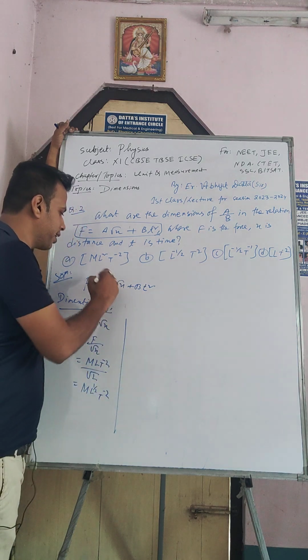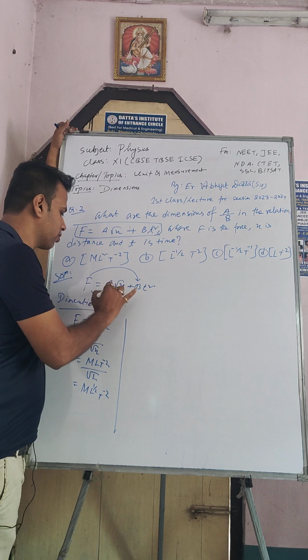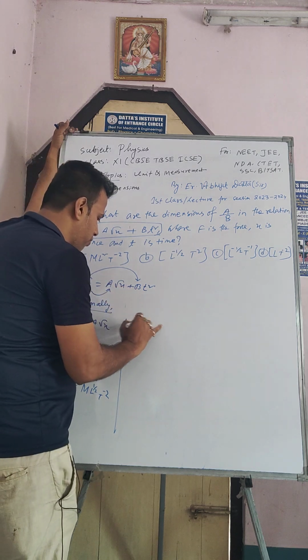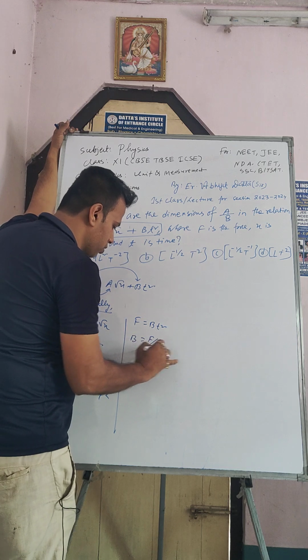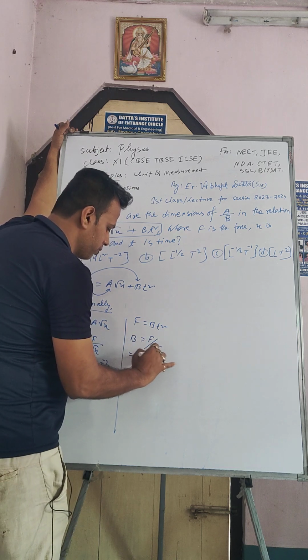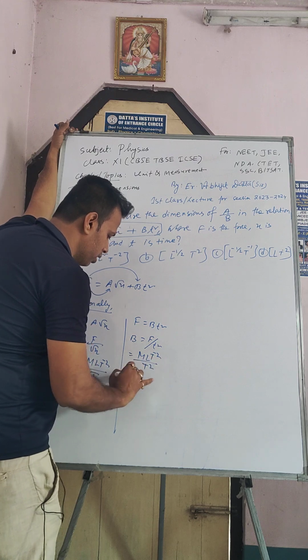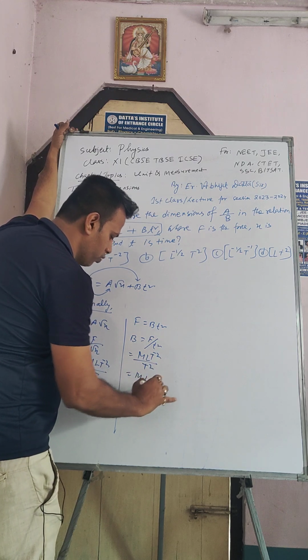Now again dimensionally, F equals B t square. So B equals F by t square. F is M L T to the power minus 2, divided by t square, so M L T to the power minus 4.